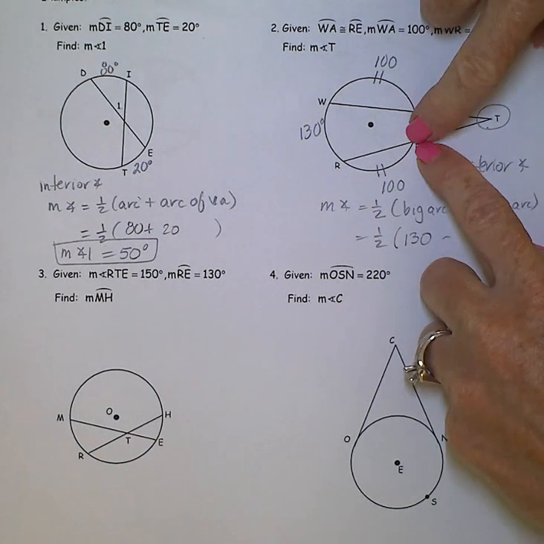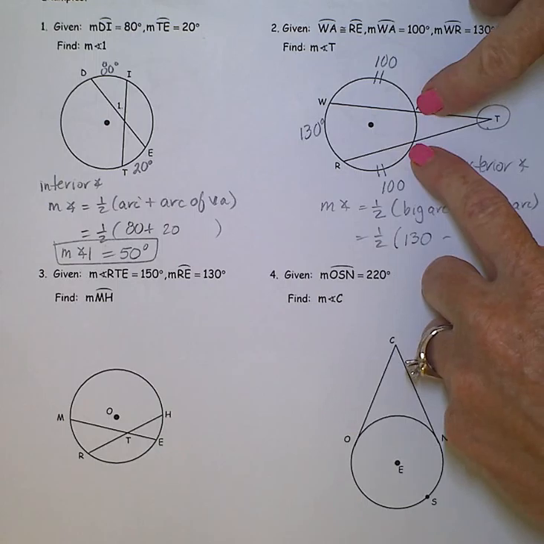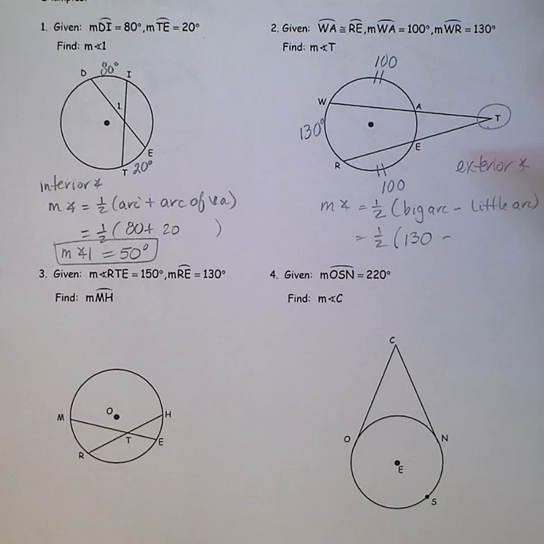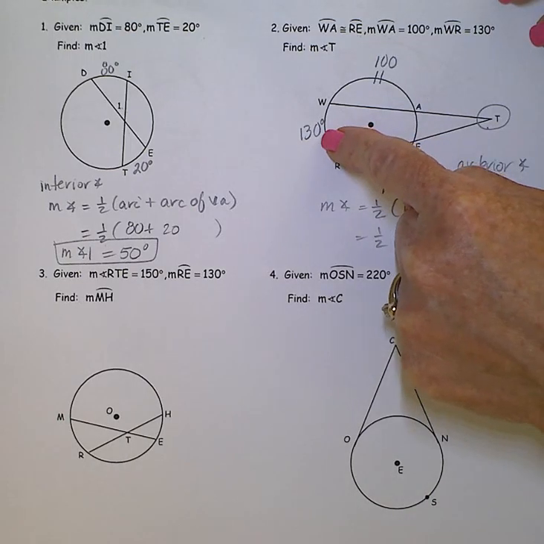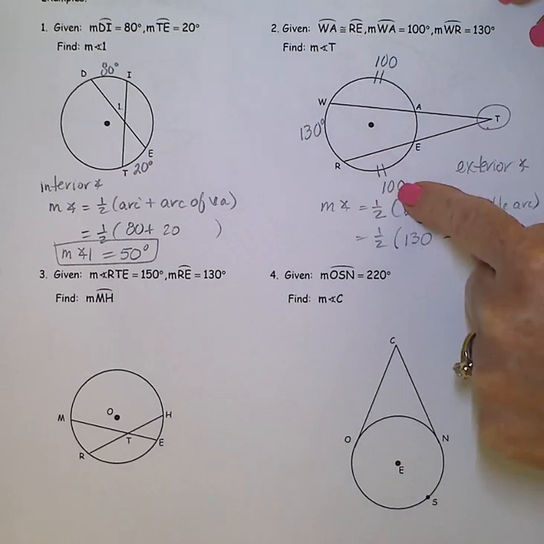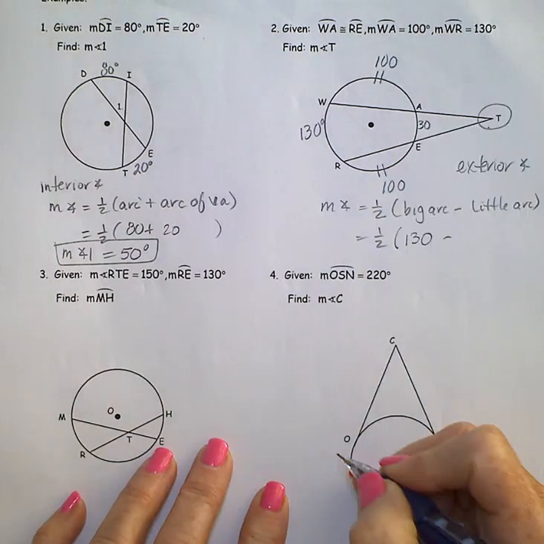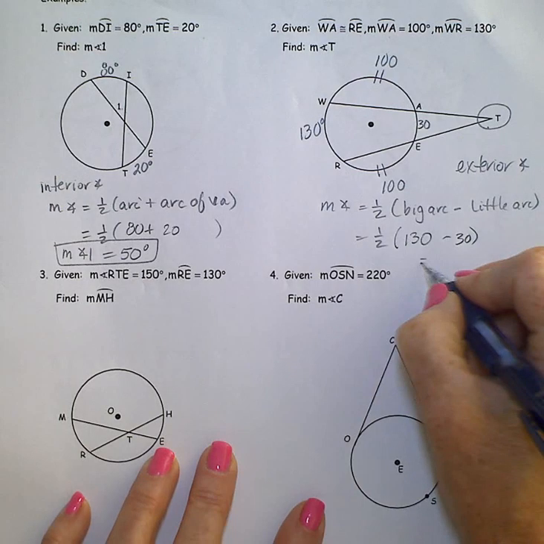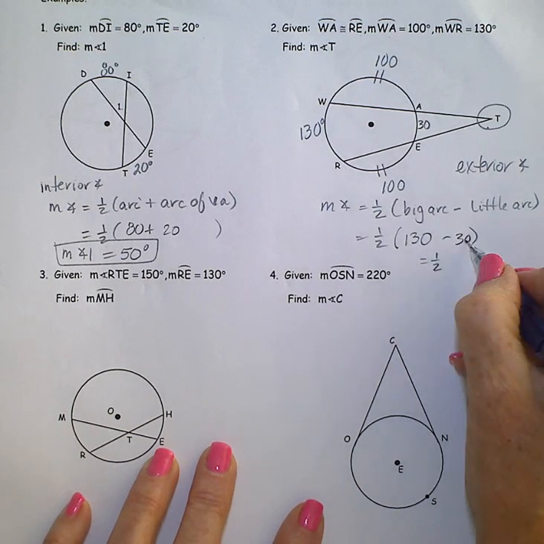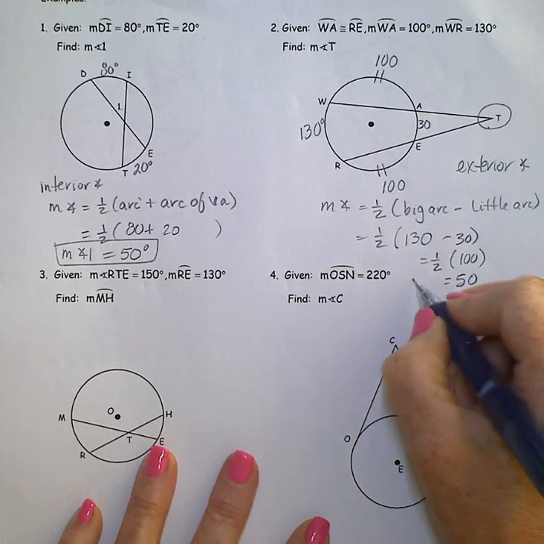The little arc is this little bit in here, AE. Do we know that right now? Nope, but can we figure it out? Tara? Absolutely. Add up the other arcs and subtract from 360. So 100 plus 130, 230, plus another 100, 330. Now do 360 minus that 330. 30. So arc AE right here is 30. Little arc is 30. And now we can just subtract inside of here. What's 130 minus 30? 100, so half of 100, 50. There's the measure of angle T.